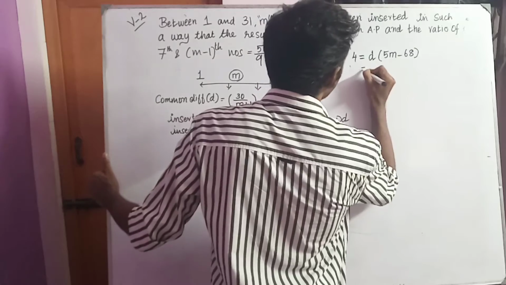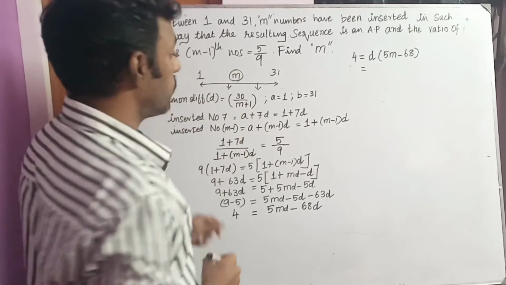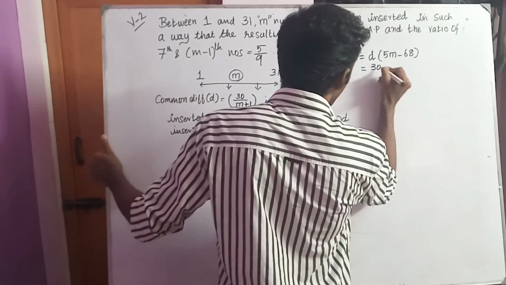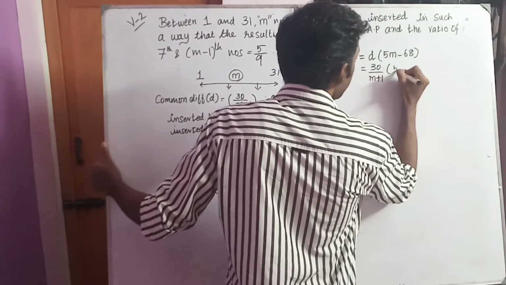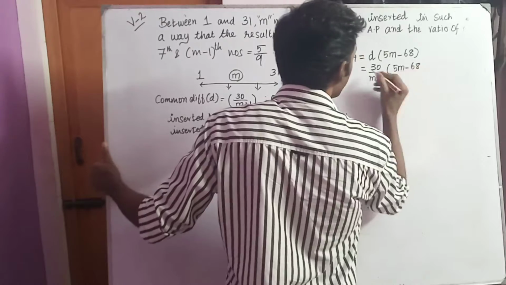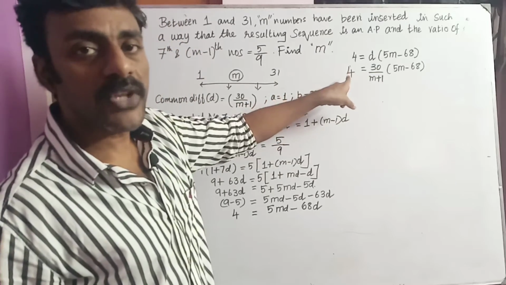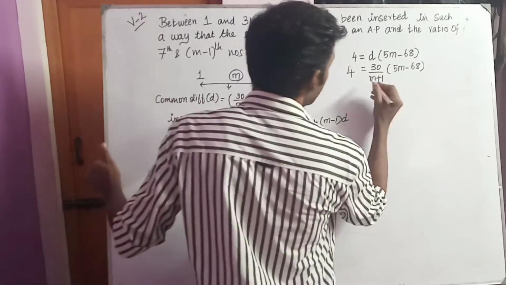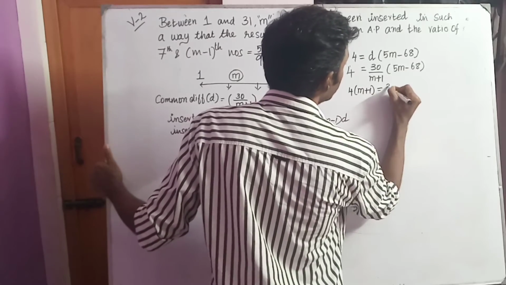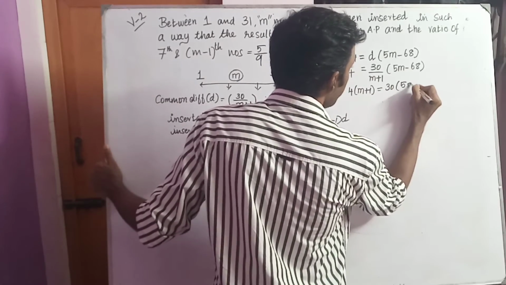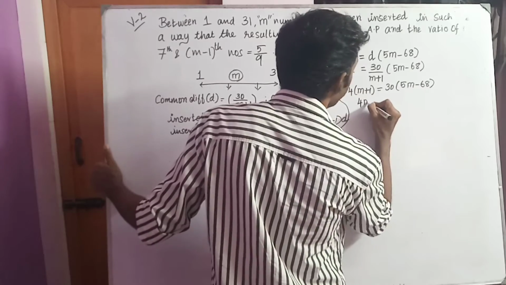So here I'm going to substitute the value of d. The value of d, the common difference which we had found, is 30 upon m plus 1. So that is 30 upon m plus 1 into 5m minus 68, and this is equal to 4. Now I'm going to take this m plus 1 to the numerator of the left hand side expression. So it will be 4 into m plus 1 equal to 30 into 5m minus 68. So this will be 4m plus 4.